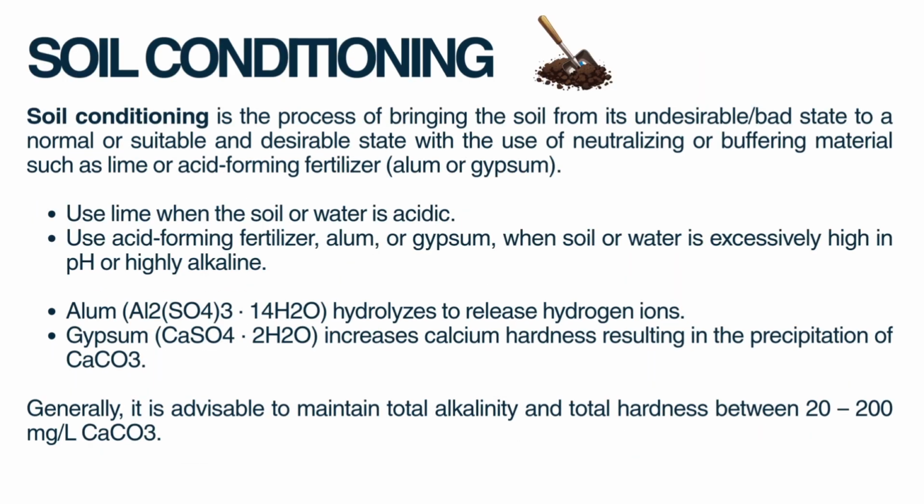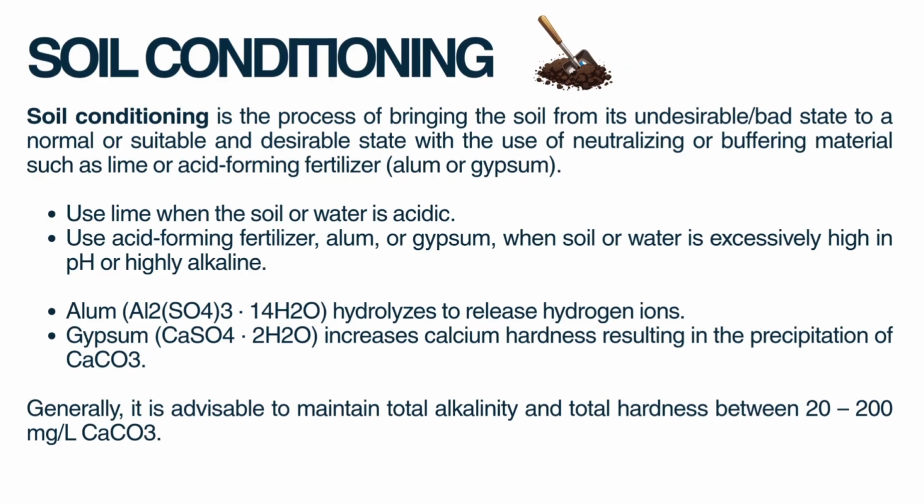For this part, I will be discussing soil conditioning. Soil conditioning is the process of improving soil from an undesirable or poor condition to a normal and suitable state. This is done by adding neutralizing or buffering materials such as lime, or acid-forming substances like alum or gypsum, depending on the soil or water pH. When the soil or water is acidic, lime should be applied to raise the pH and make the environment more suitable. On the other hand, when the soil or water is excessively alkaline or has a very high pH, acid-forming fertilizers like alum or gypsum are used to lower the pH and improve the soil condition.